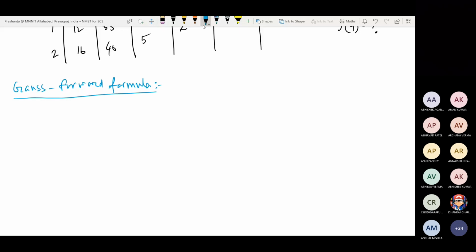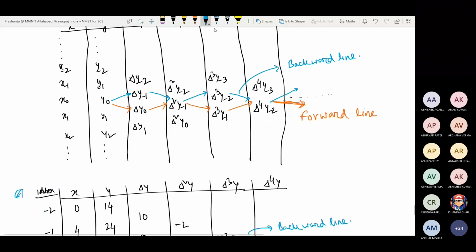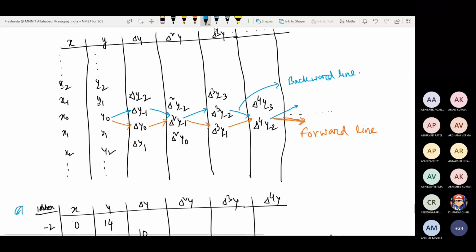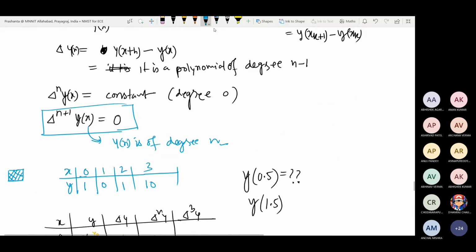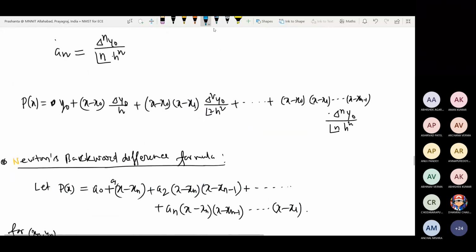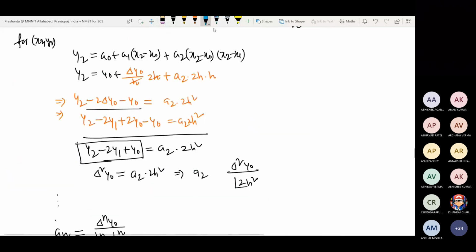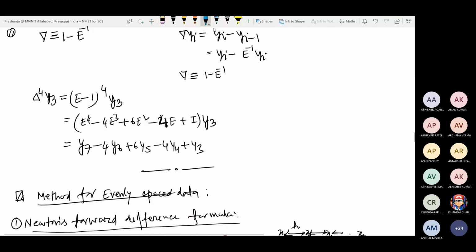So how do you take what should be y of x naught? Some linear combination. If we look at Newton's forward difference formula, what was it? It was a linear combination. Now see, let me show you Newton's forward difference formula.